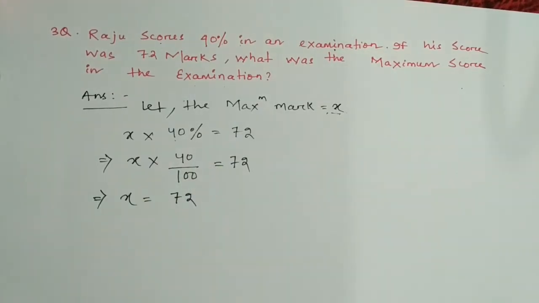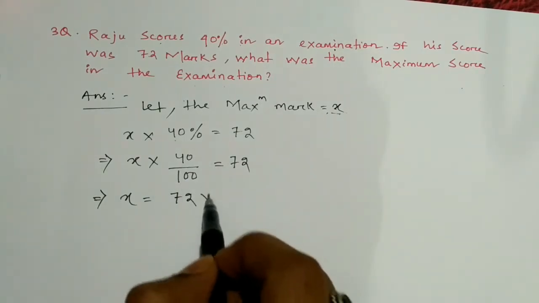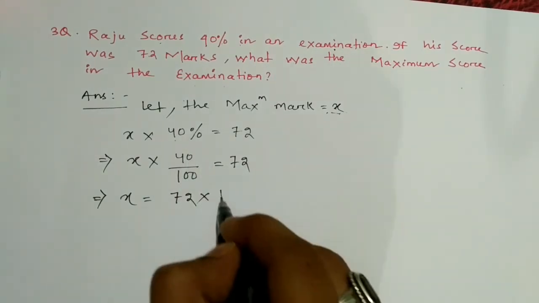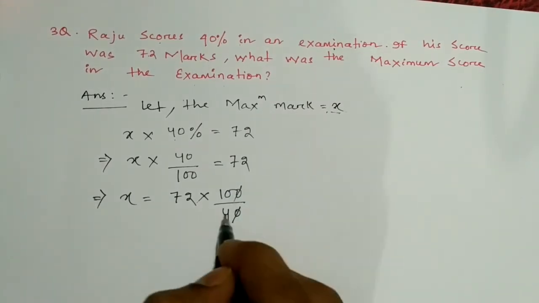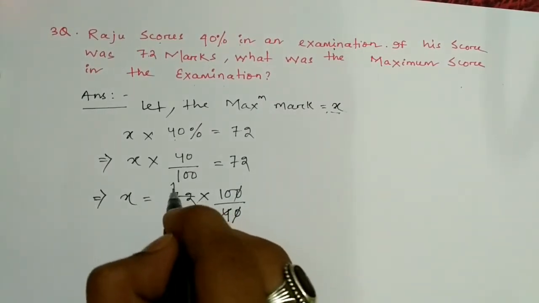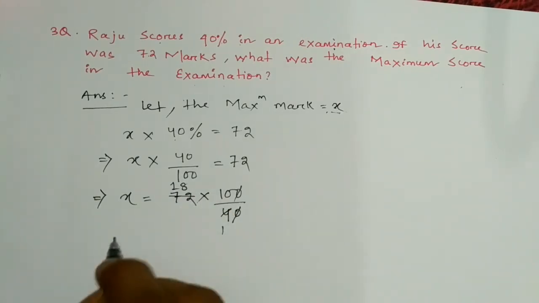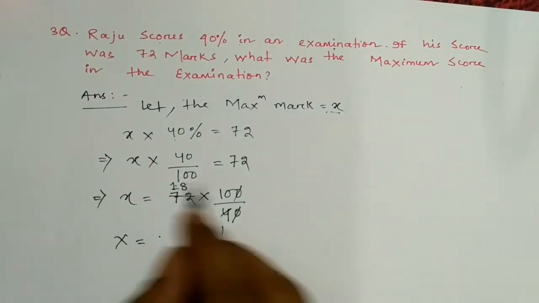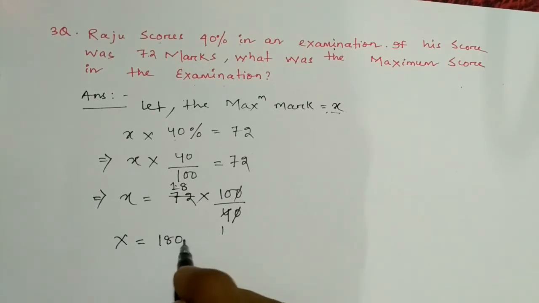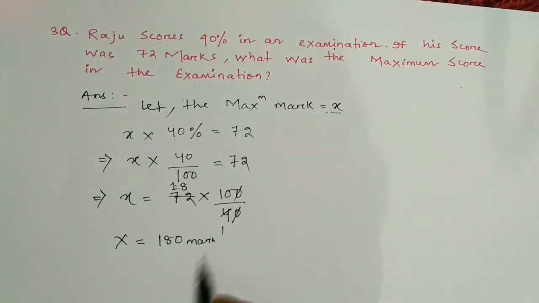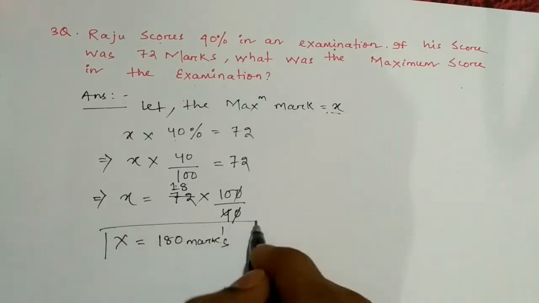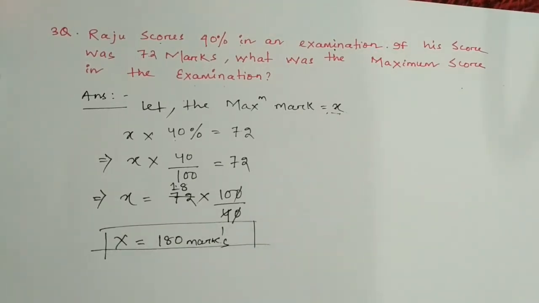This 40 by 100 goes to the right-hand side. It will be 100 divided by 40. 10 and 10 cancel. 4 ones are 4, 4 eights are 32. So x equals 18 into 10, that is 180 marks. So here the total mark we got is 180 marks. Okay, is that clear?